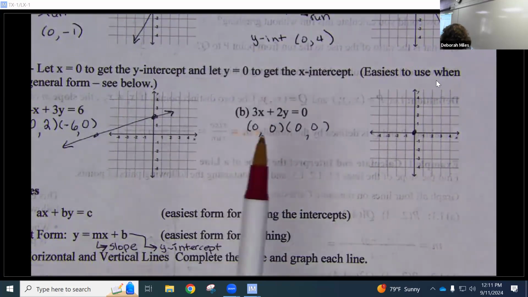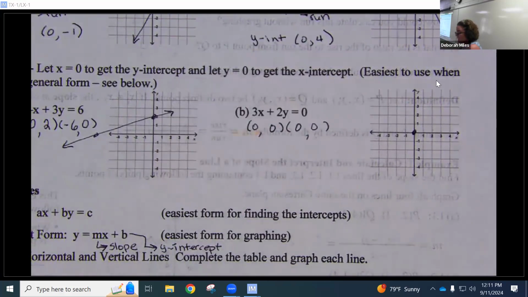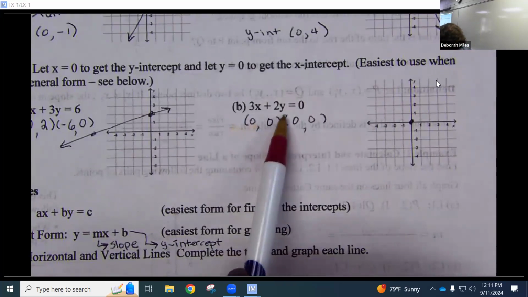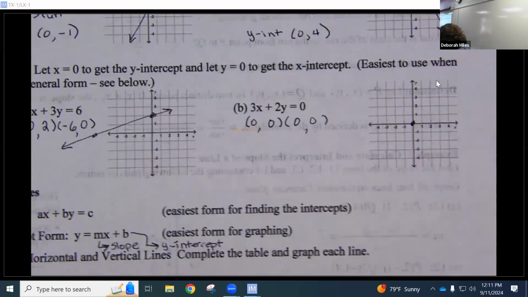Well, you can't pick both the X and the Y. You can pick X and find Y, or you can pick Y and find X. But you can't pick them both. You gotta pick one and then find the other. You could, what did you say first? Let X be 2?